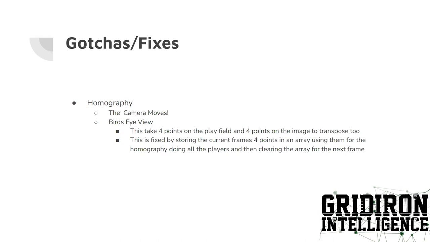So in the homography, because that camera is zooming in and zooming out, those 4 points on the football field are changing. They might be 465, 158 in one frame, but the next frame they're 466 and 159. So in homography, in that transform, you need to make sure that it's constant. So I basically take those 4 points, put them into an array. After that array is processed for all the players on the field, I dump it and then move on to the next frame. So I really heavily rely on that CV2 get frame method call.